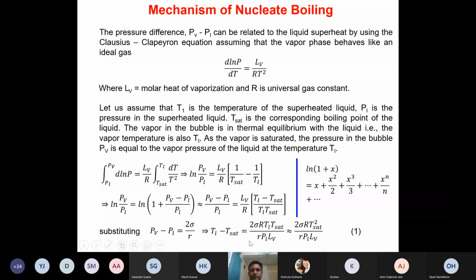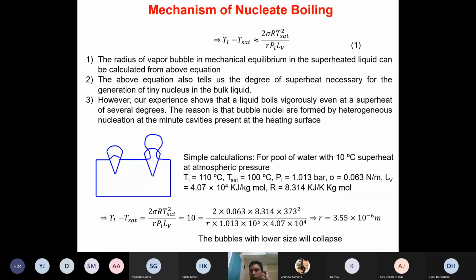So suppose that, okay, let me go through the detail. Up to this we have done in the last class, so that is why I have not gone through the theory in detail. So let us look at this particular slide in a little bit more detail. Okay. So this is the final expression which we have obtained. TL minus Tsat is nothing but the amount of superheat or excess temperature required for the formation of a stable bubble of radius r.